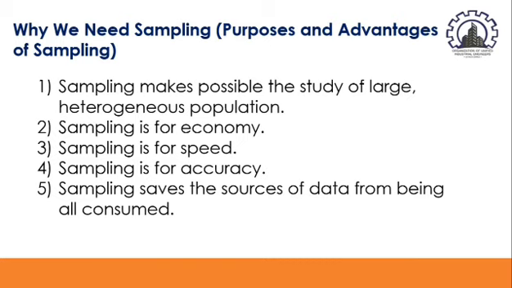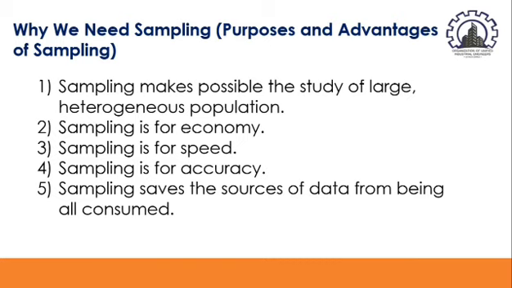Another purpose and advantage of sampling is accuracy. This means that if it takes too long a time to cover the whole study population, then there may be inaccuracy. By the time the last person is interviewed, the data gathered from the first interviews may be obsolete already, so that the conclusions are no longer accurate, right? Therefore, the research must be finished within a reasonable period of time so that the data are still true, valid, and reliable.